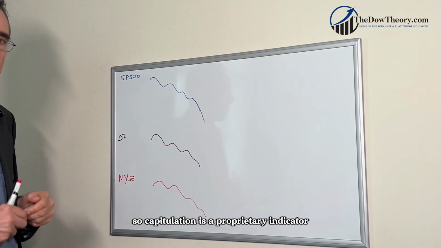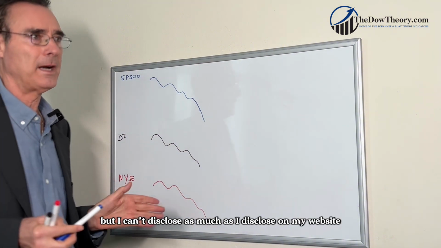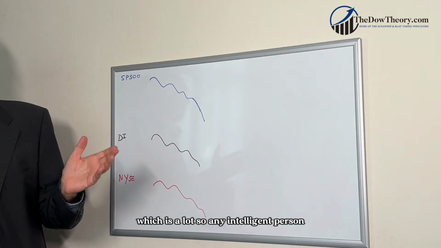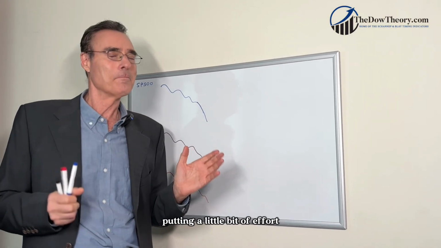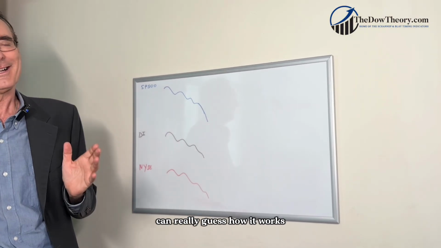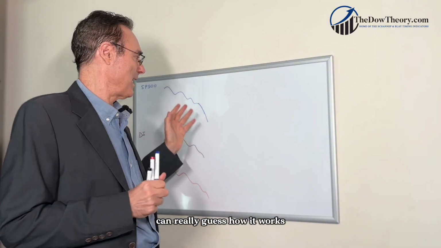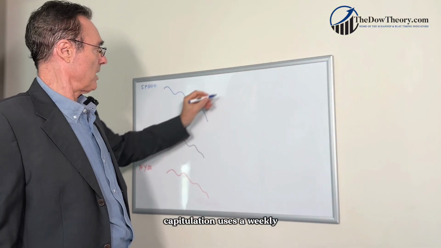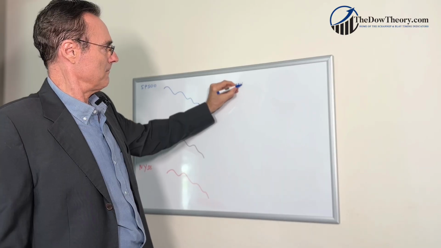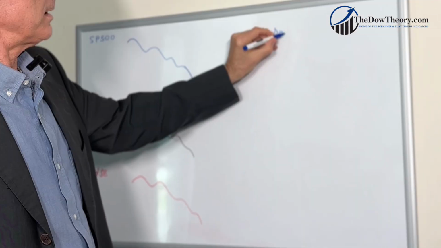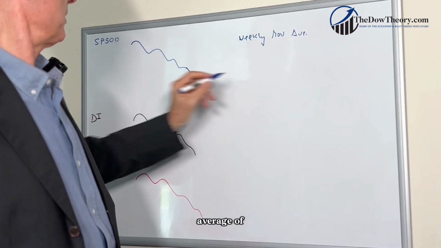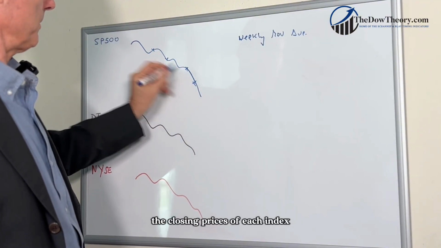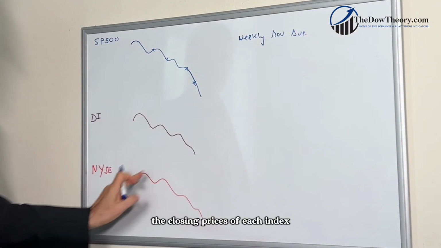So capitulation is a proprietary indicator, but I can disclose as much as I disclose on my website, which is a lot. So any intelligent person putting a little bit of effort can really guess how it works. But I will give the basics. Capitulation uses a weekly moving average of the closing prices of each index.